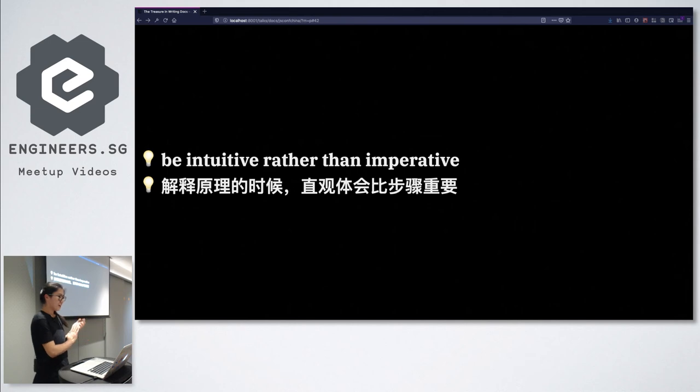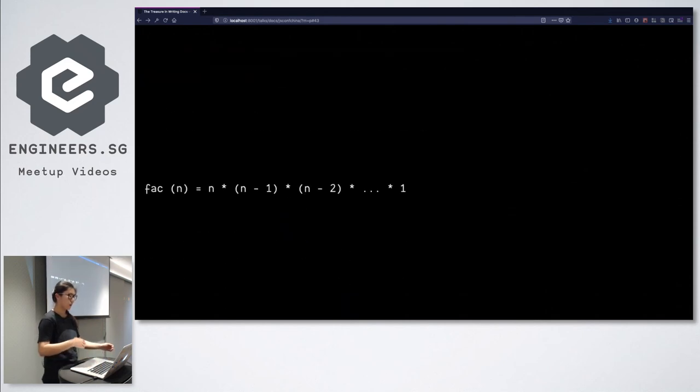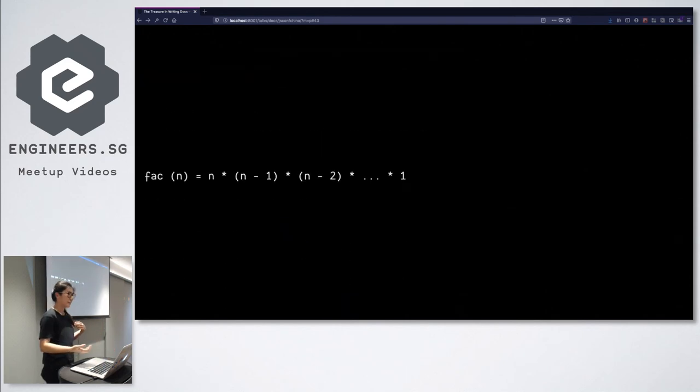Then I want to give you an example of what I mean by being intuitive rather than imperative. For me, docs is something that connects the language that a machine can understand with a language that human beings can understand. The example is a factorial function that we all kind of know from high school. A factorial function takes an integer n and multiplies n with n minus 1 and so on until 1. It is also a relatively expensive function to compute, so we will memoize it.